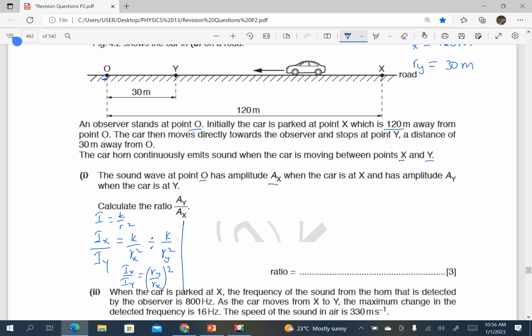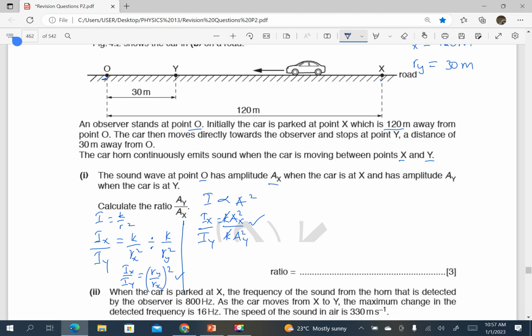Number two, we also know that intensity is directly proportional to amplitude squared. So intensity at X is going to be a constant times amplitude at X squared, and I'm dividing by intensity at Y, which will be equal to a constant times the amplitude at Y squared, and the constant k has cancelled out again. So I also have that Ix over Iy is equal to Ax squared over Ay squared. So I'm going to equate this equation to this one.